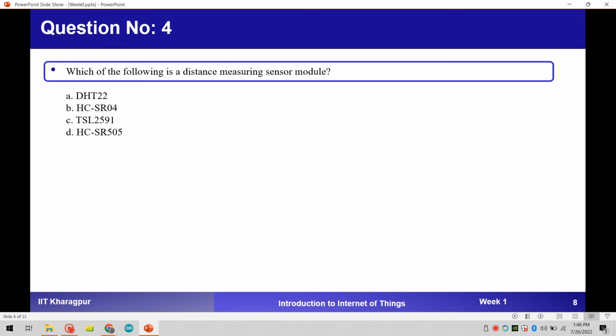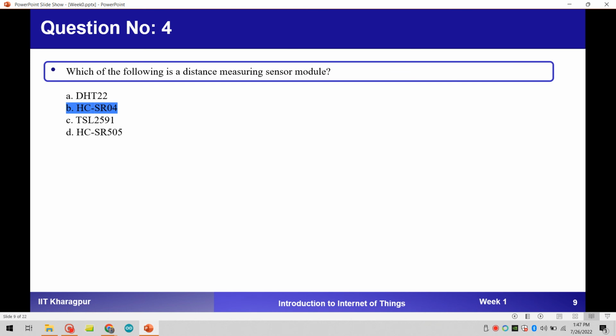The next question is, which of the following is a distance measuring sensor module? Options are DHT22, HCSR04, TSL2591, HCSR505. So the correct answer for this question is HCSR04. This HCSR04 is used to measure the distance and it uses ultrasonic rays in order to measure the distance, and it can measure distances in the range of 2 cm to 450 cm.